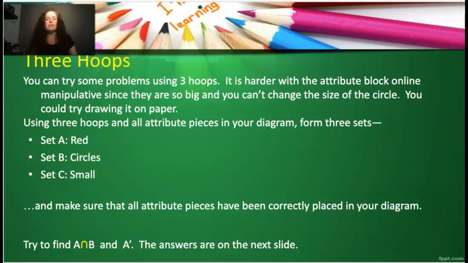Sometimes you would use 3 hoops, and if we were in class, we would actually use string, or we would draw big hoops on the tables or on the floor. This time set A is red, set B is circles, and set C is small. Make sure that if you're doing this with your class, you scaffold them up: first just getting to know the attribute blocks, then using 2 circle Venn diagrams, and then 3 circles. After you finish that, try to find A intersection B and A complement. Notice that A with the little tick mark means complement. If you're not ready for the answer, pause the video and take your notes and then click to the next slide.